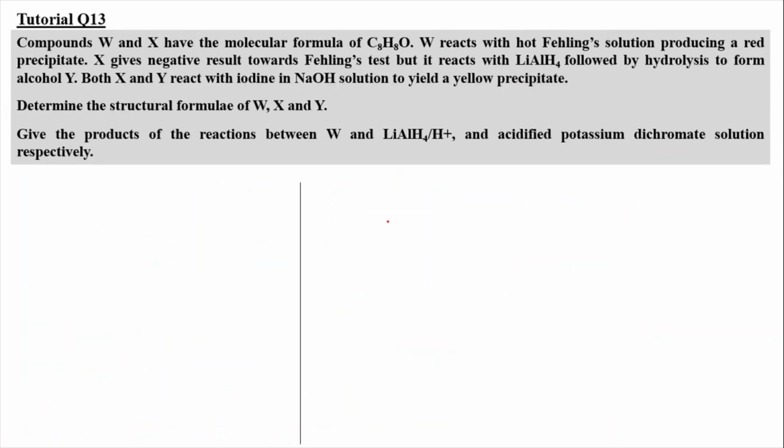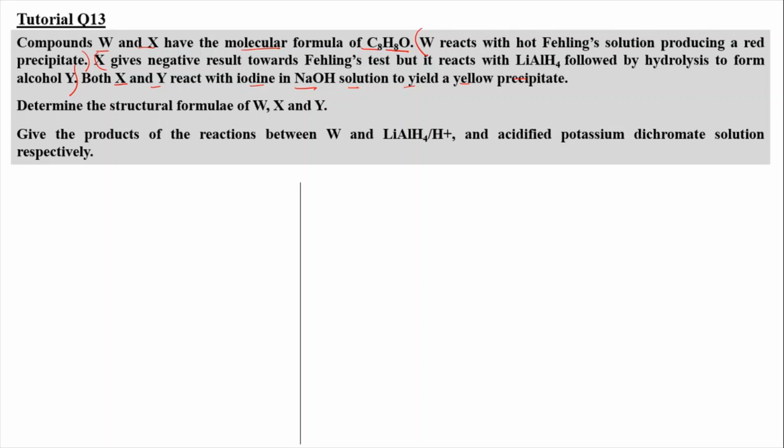For tutorial question 13, compounds W and X have the molecular formula of C8H8O. W will react with hot Fehling solution, producing a red precipitate. X gives a negative result towards Fehling test, but it reacts with lithium aluminum hydride followed by hydrolysis to form alcohol Y. Both X and Y will react with iodine in sodium hydroxide solution to yield a yellow precipitate. Okay, if you read like this, confirm you won't understand. It's very wordy. Okay, too wordy.